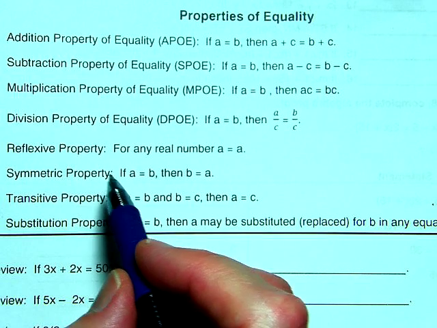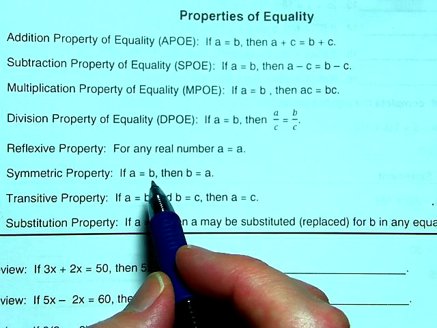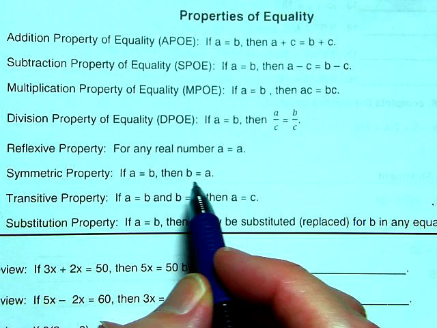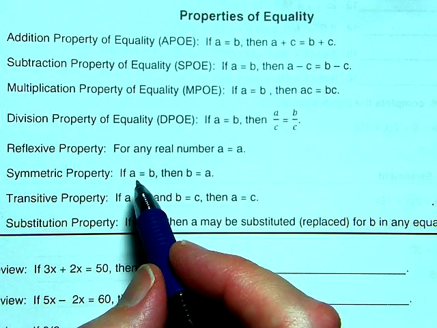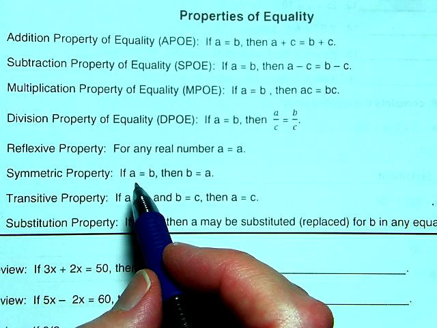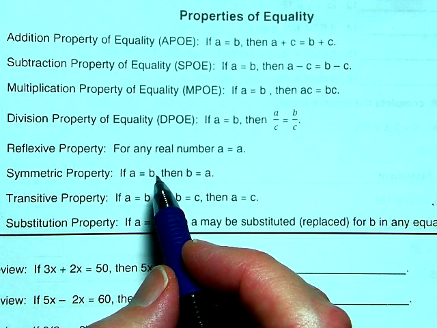Symmetric property. If a equals b, then b equals a. So that if you have an equal sign, it doesn't matter which of the sides comes first.